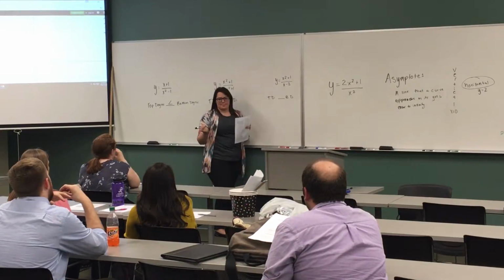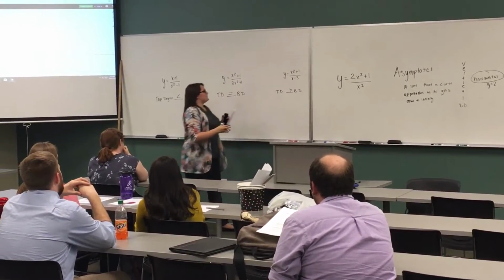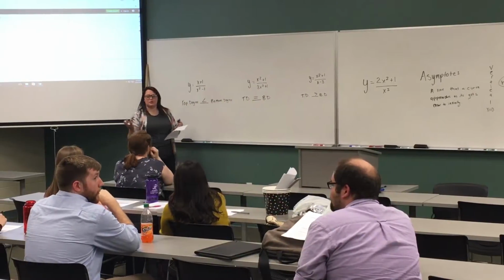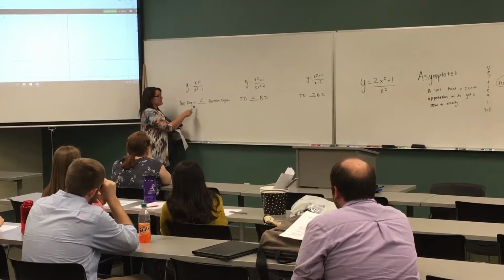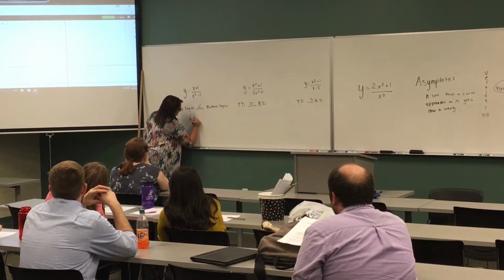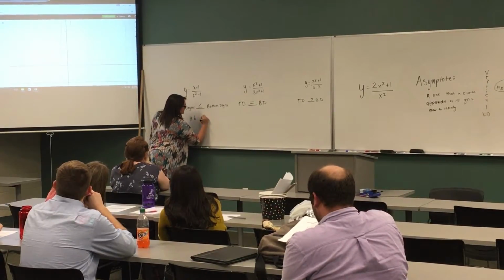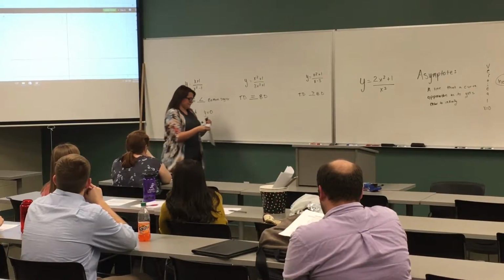What about this one? The top degree is bigger. Awesome. Okay, so those wonderful math people that came before us and noticed all these patterns tell us that when the top degree is less than the bottom degree, our horizontal asymptote, which I'm going to abbreviate to HA, is equal to 0. Okay?